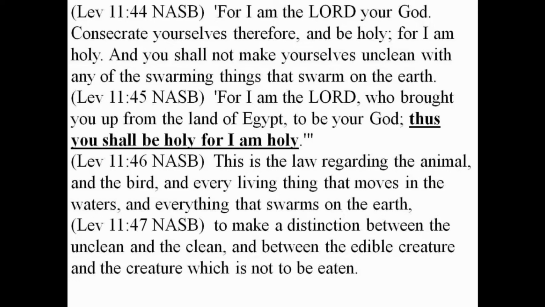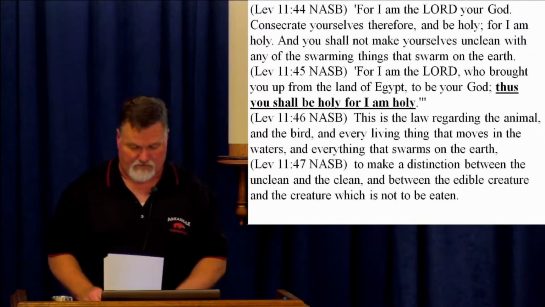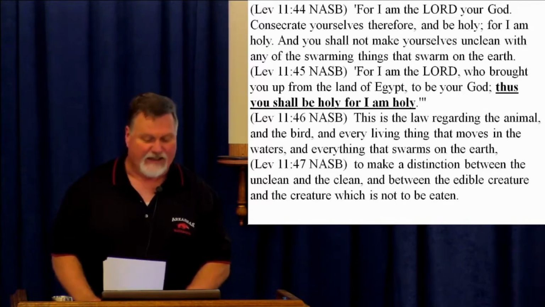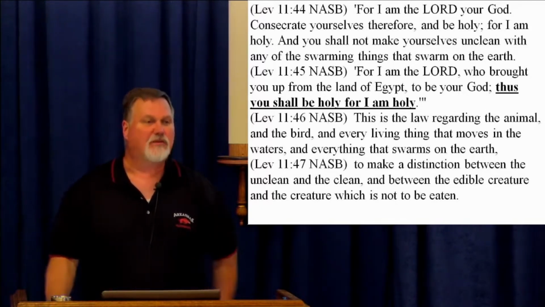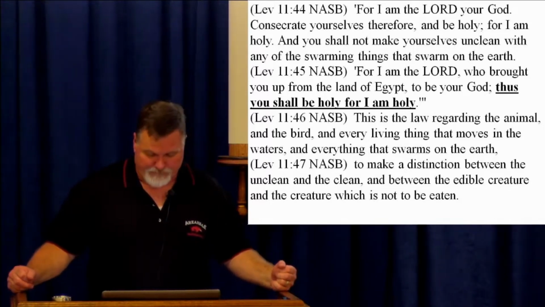This is the Torah regarding the animal and the bird and every living thing that moves in the waters and everything that swarms on the earth. To make a distinction between the unclean and the clean, between the edible creature and the creature which is not to be eaten. See, in this passage right here, it says we're to be holy because he's holy. We're to be set apart because he's set apart. And we have to be set apart just like he is. And we have to make a distinction between the clean and the unclean. Very important. Very important.